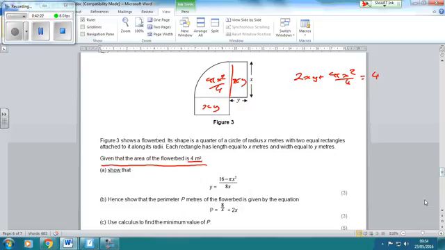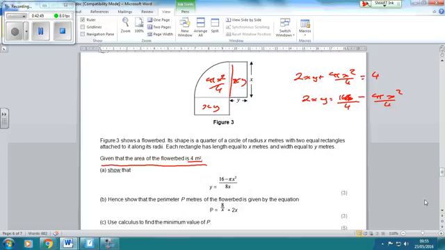And then we've got to rearrange to get y equals. So 2xy equals 4 minus pi x squared over 4. And because we've got a number here, take away a fraction, I'm going to write this number instead of 4, as 16 over 4.